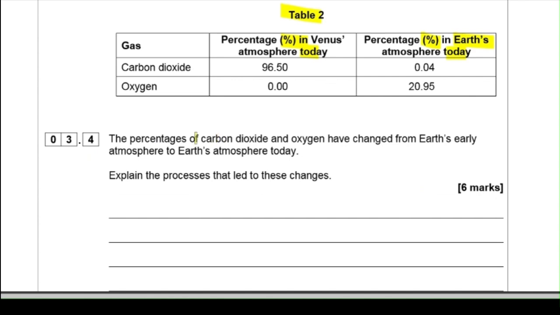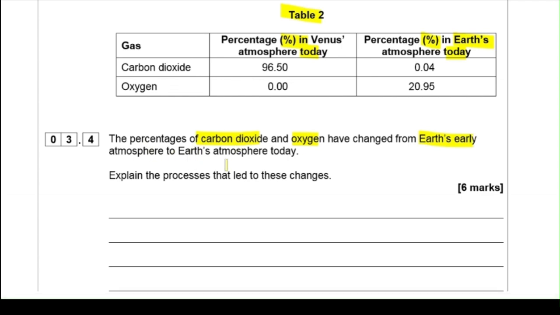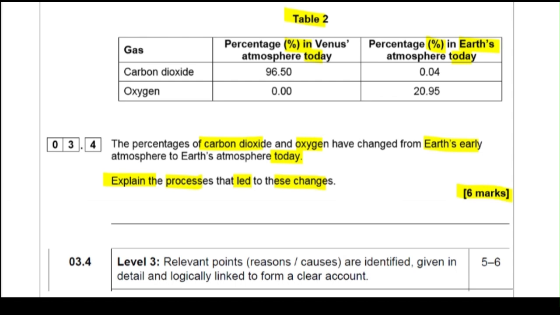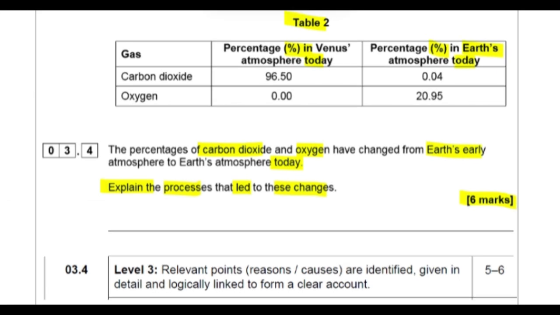So, question 3.4. This is a 6 marker. The percentages of carbon dioxide and oxygen have changed from the Earth's early atmosphere to the Earth's atmosphere today. Explain the processes that led to these changes. So if we look once again at the relevant section from the mark scheme, you can see level 3, you need relevant points, reasons, causes are identified, given in detail and logically linked to form a clear account.